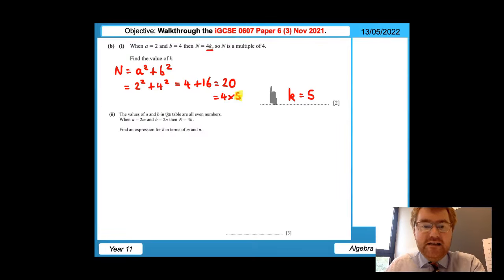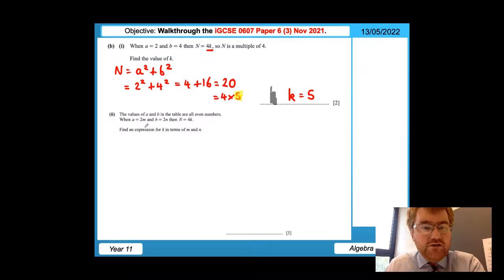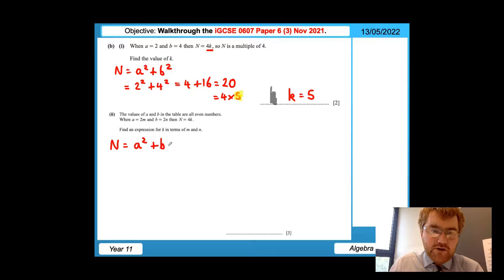So the values of a and b in the table are all even numbers. Yep, that's true. When a is equal to 2m and b is equal to 2n, and n, this capital N, is equal to 4k, find an expression for k in terms of m and n. So we're going to start this in the same way we did the previous question. Notice this paper, it likes to lead on from previous questions. Now in this case, we now know what a is. It's equal to 2m. So wherever I see an a, I'm going to put a 2m. So 2m all squared plus wherever I see a b, I'm going to put 2n all squared.